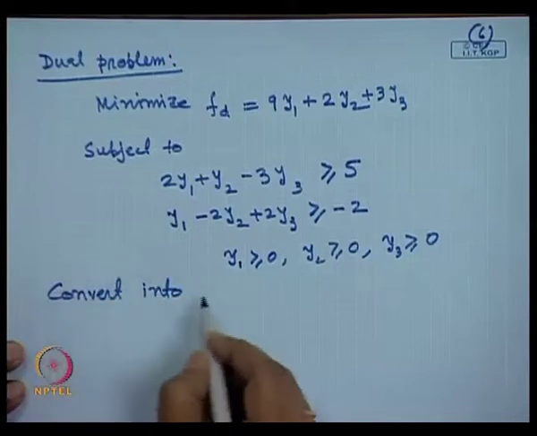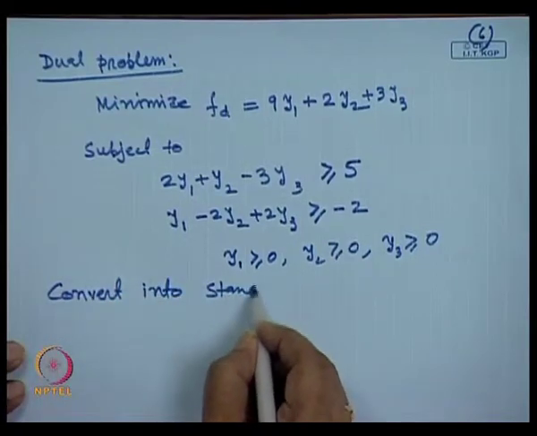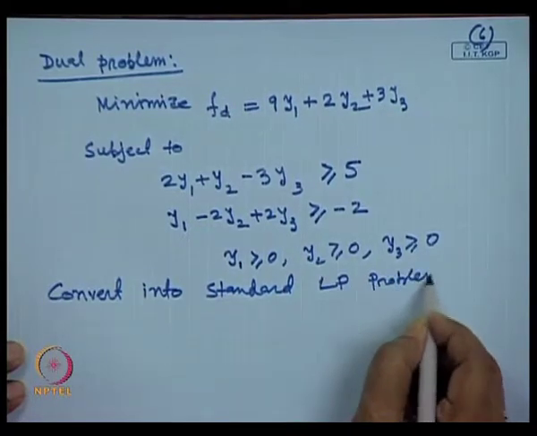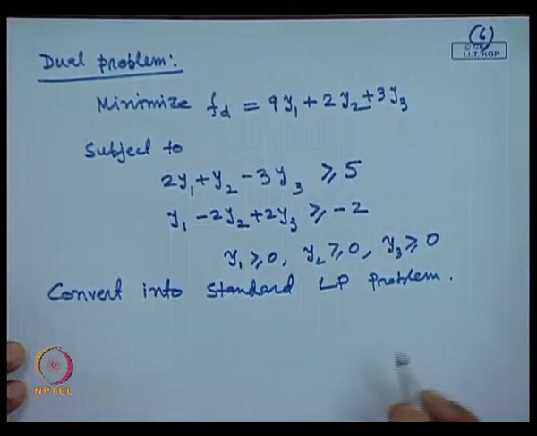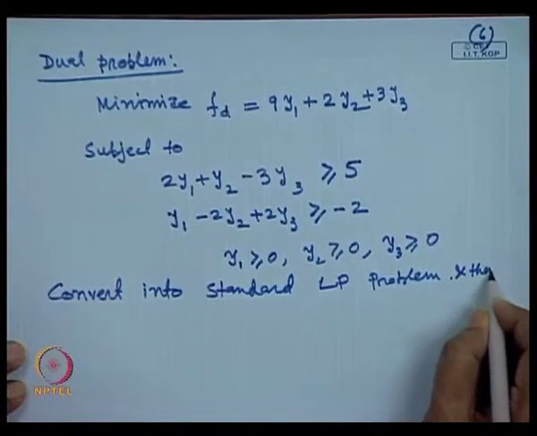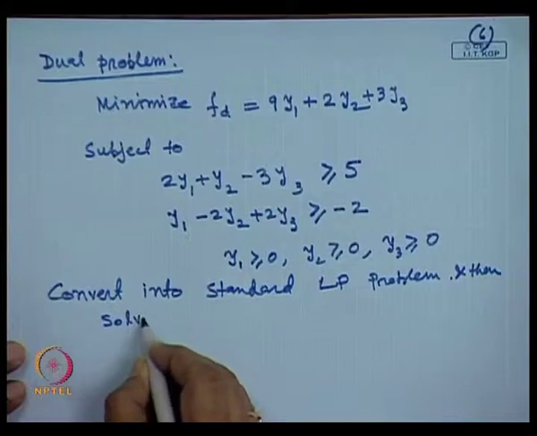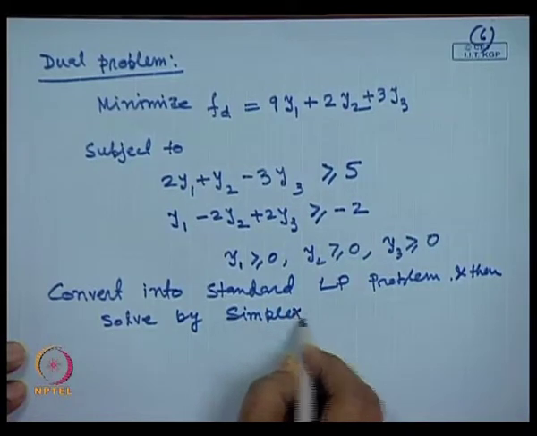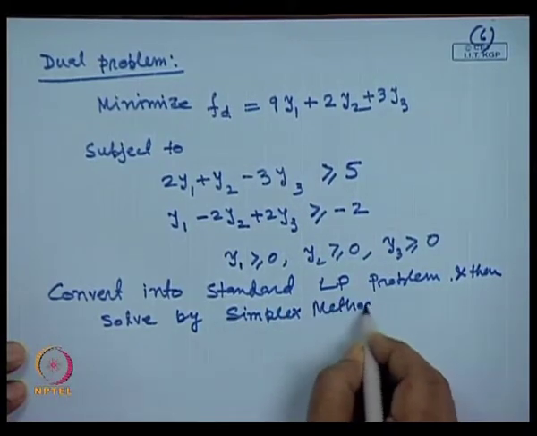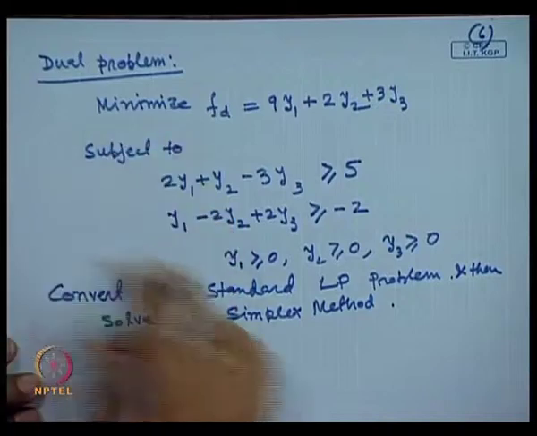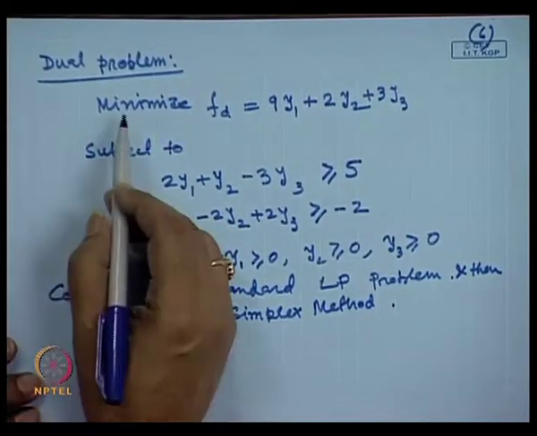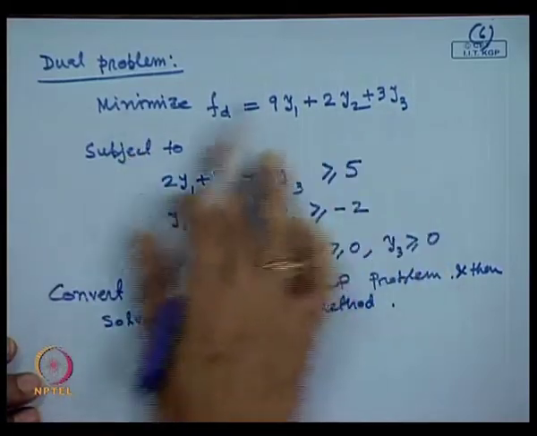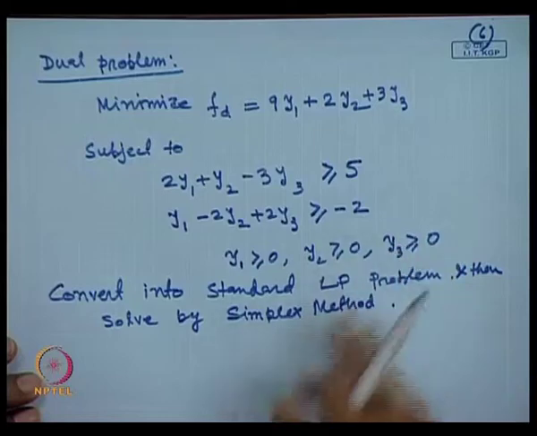that means you have to convert the dual problem into a standard LP problem, and then solve by the simplex method. Okay. So, first you convert into a standard LP problem. The minimization part is already there, we need not do anything, but this part is not in standard form. So, you have to make it in equality form.